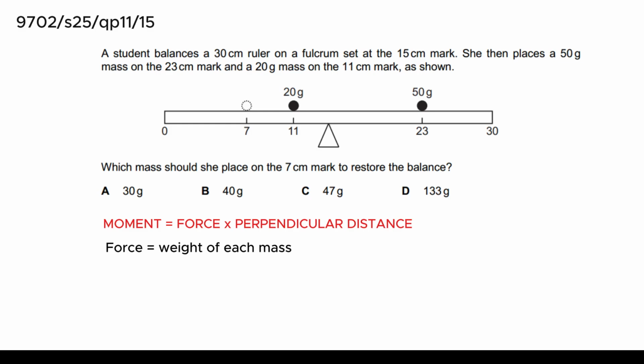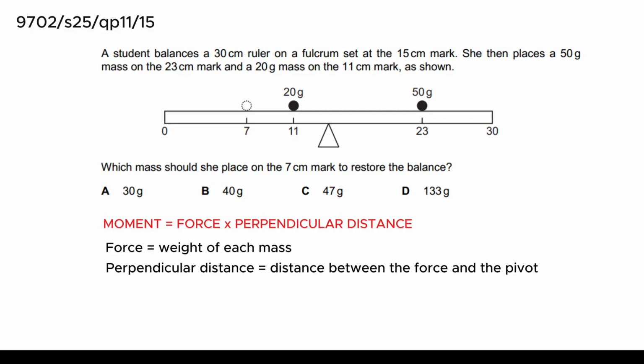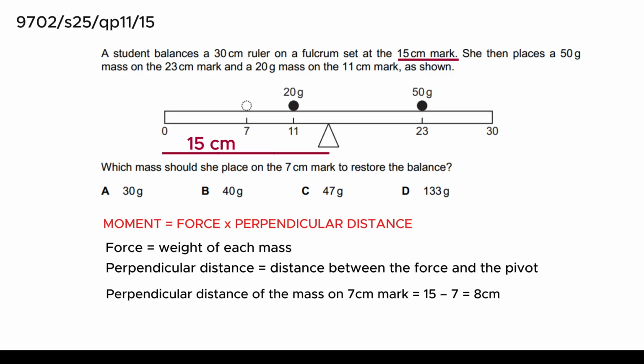How about the perpendicular distance? Perpendicular distance is the distance between the force and the pivot, which is in the middle of the ruler in this case. The most tricky part in this question is the perpendicular distance. As the question didn't directly tell us the distance, it stated the mark that each mass is at. That means, for the mass that has been placed on the 7 cm mark, the perpendicular distance of the mass from the pivot point is actually 15 cm minus 7 cm, which results in 8 cm.